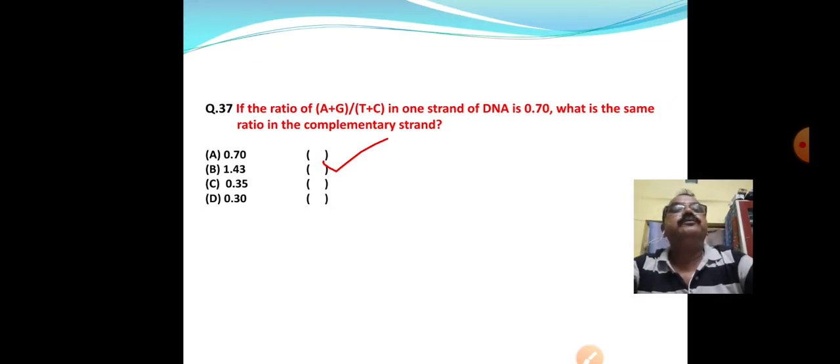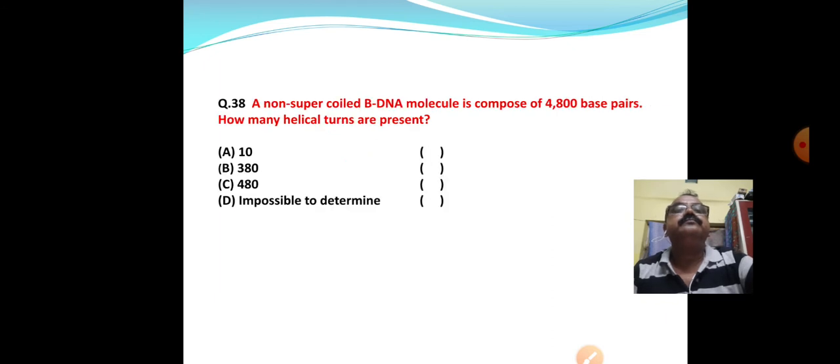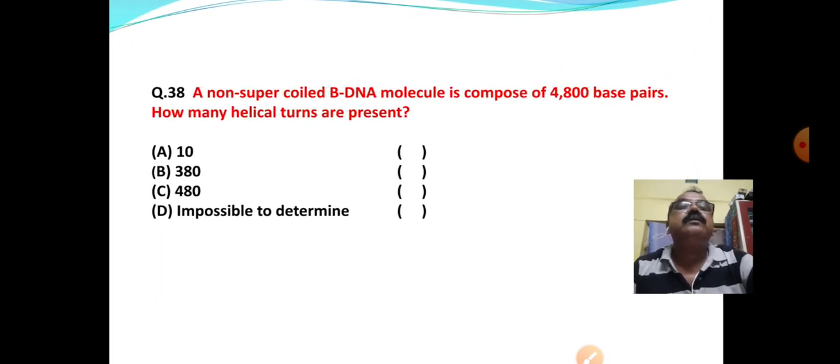Let us just proceed to the next question. A non-supercoiled B DNA molecule is composed of 4800 base pairs. How many helical turns are present? Here the alternatives are A 10, B 380, C 480, D impossible to determine.